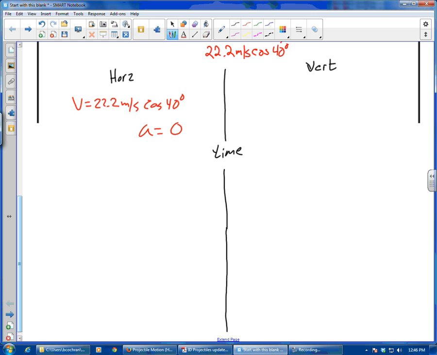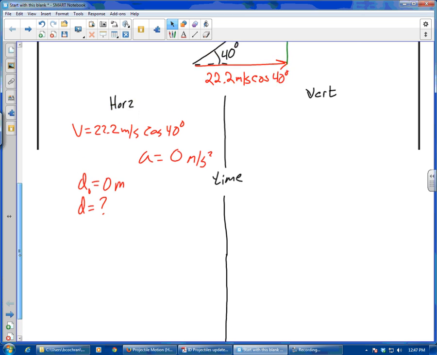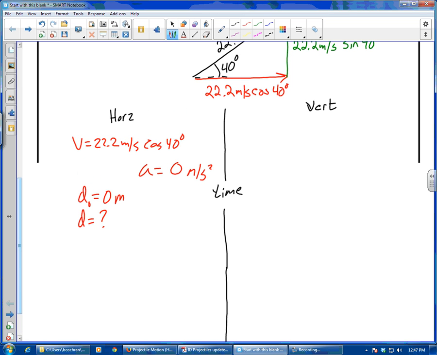And then I don't know much about where it starts or where it ends up. We call where it starts 0 meters. Let's see what I know about the vertical. I know its initial velocity is 22.2 meters per second sine 40 degrees. Its acceleration is downwards, negative 9.80 meters per second squared, as long as I'm going to call down negative.